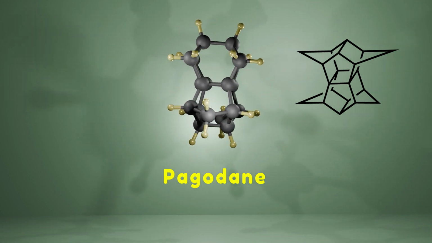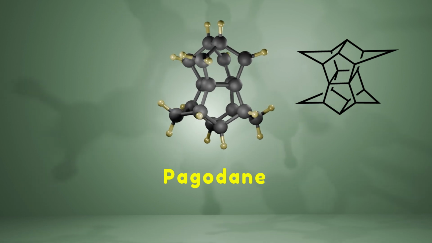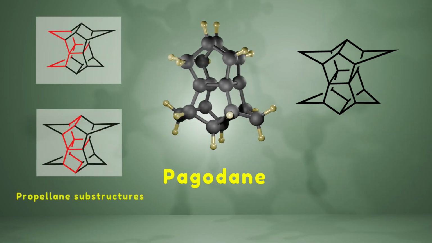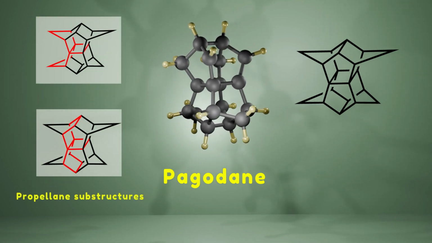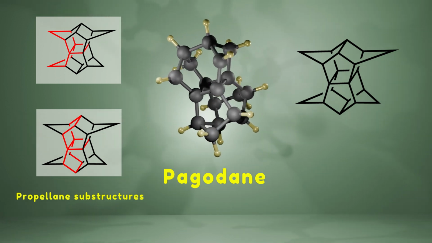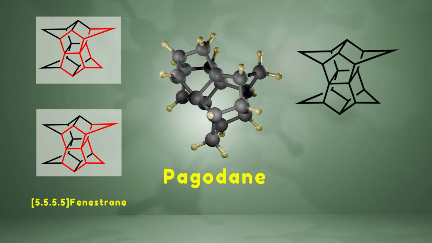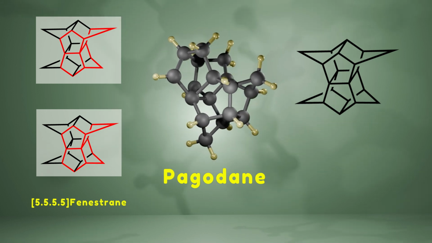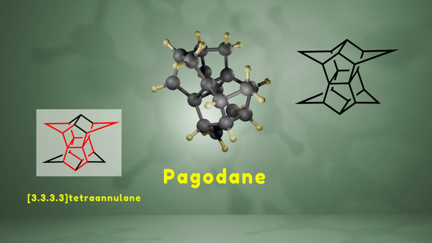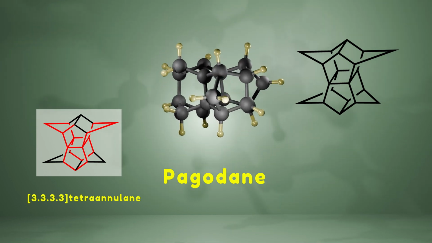Pagodane is such a complex structure with high point group symmetry and has a close relationship with dodecahedrane, an entirely pentagonal structure. This polycyclic framework comes with noteworthy structural peculiarities. The central cyclopentane ring forms part of several propellane substructures. In addition, each of the quaternary carbon atoms forms the center of a 5-5-5-5 fenestrane unit, and every side of the four-membered ring is spanned by a three-carbon chain, thus constituting a tetraquinane unit.